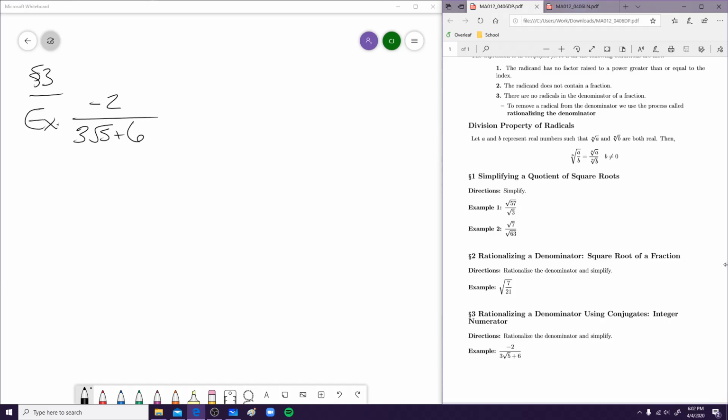In the last section, we talked about rationalizing a denominator with one term. Now in this section and the final section for today, we will be talking about rationalizing a denominator with two terms. And as you can see from the topic, it says using conjugates, so you can probably guess we're going to be using conjugates to rationalize it.